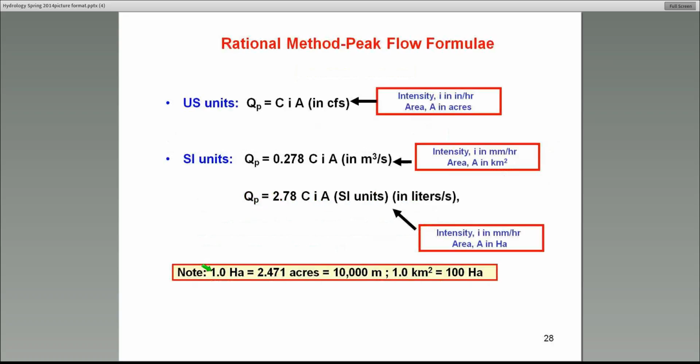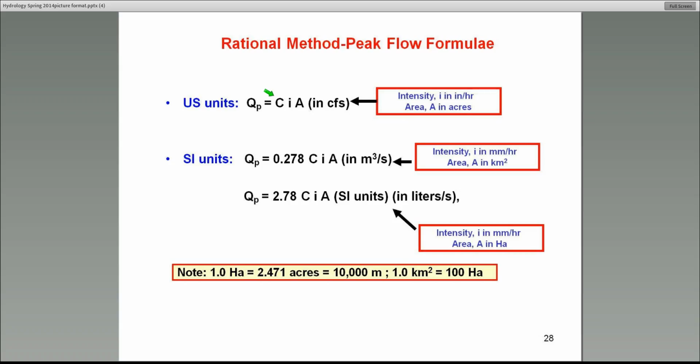So I'll show you what that formula looks like. In US units, it's Q = CIA. The reason it's called the rational method is that if I is in inches per hour and area is in acres, you magically get CFS, because one CFS is equal to 1 inch per hour times 1 acre. C is dimensionless, by the way. This C is the runoff coefficient. It is essentially the ratio of rainfall excess, or direct runoff, to total rainfall.